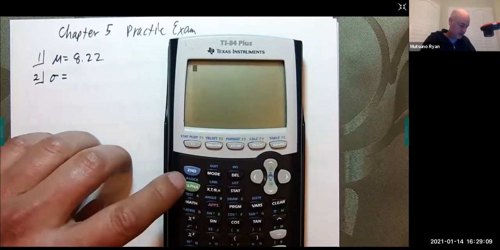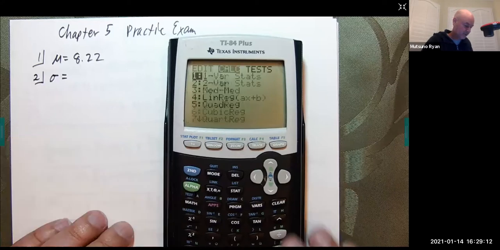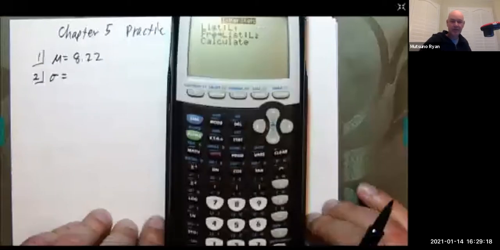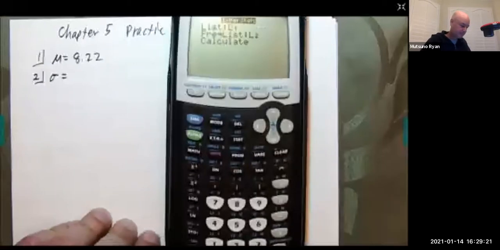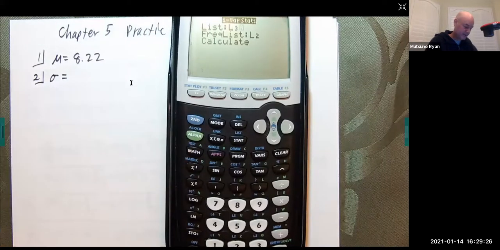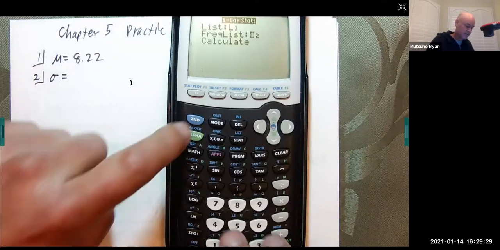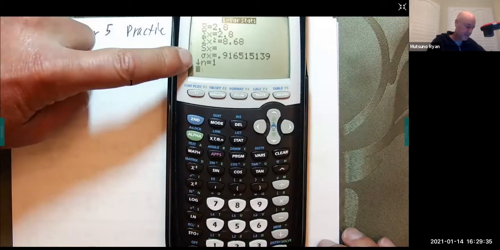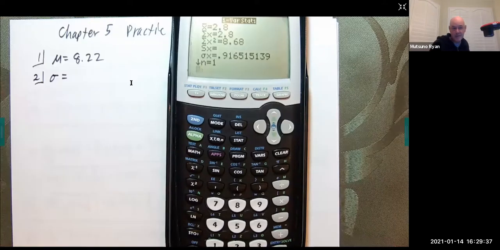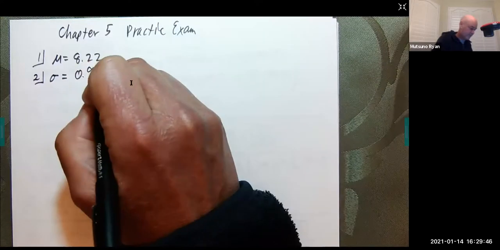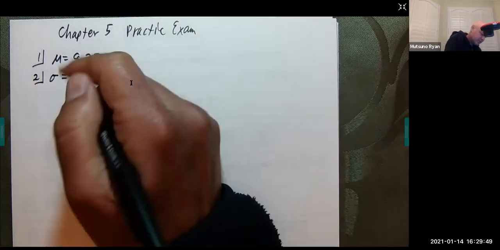And I'm going to go to stat, calculate, one variable statistics. And once again, I want to make it clear that I'm going to be putting in list 3 and list 4. So that's going to be above 3. So second 3, it's going to be my list 3. And second 4 is my list 4. And our standard deviation, which is what they're asking for in this case, is the 0.9165. Does it say how many decimal places? It does not. So 0.9165. And that's an approximation, of course.